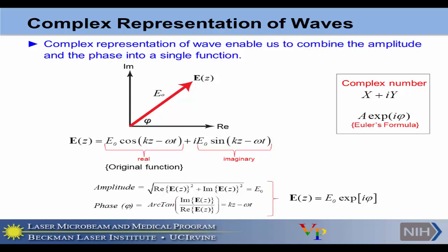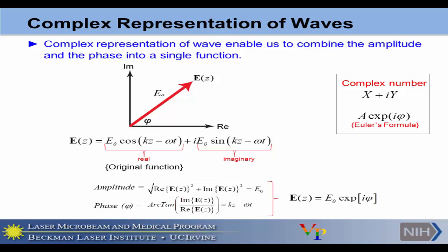We calculate the amplitude by taking the square root of the sum of the squared real value and squared imaginary value. We can obtain the amplitude, and then we can get the ratio of imaginary and real value and take the arctan of that. That will give the phase. So this is why we represent the wave using a complex number. And also, according to Euler's formula, we can represent the wave in this form. With this same complex number, we can represent amplitude and phase. In this case, it's going to be E naught exponential i phi.